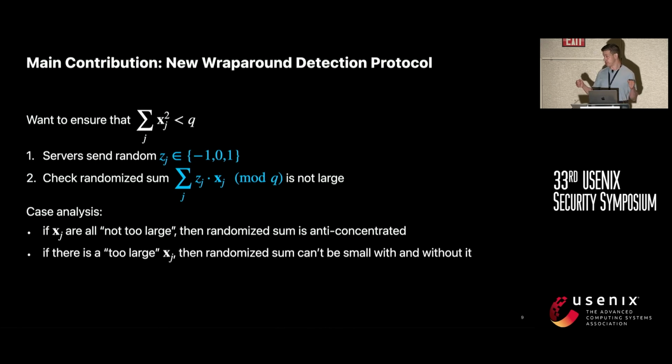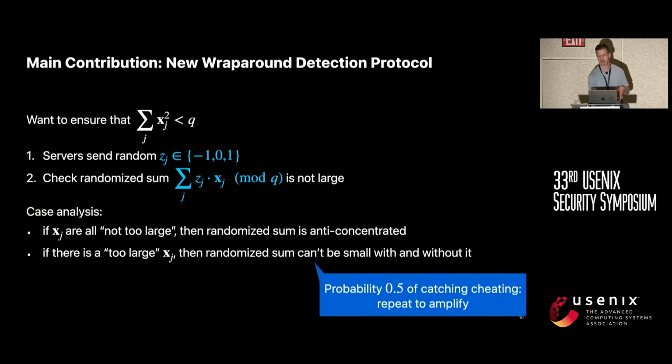If we do have large entries in the xj, certainly if we have one huge entry, then the sum will not look like a Gaussian, but with probability a half, we'll catch such a cheating client because the randomized sum can't be small both with the huge entry and without the huge entry. So in the second case, we have a probability of a half of catching a cheating client, and we can repeat the check in order to amplify the probability.